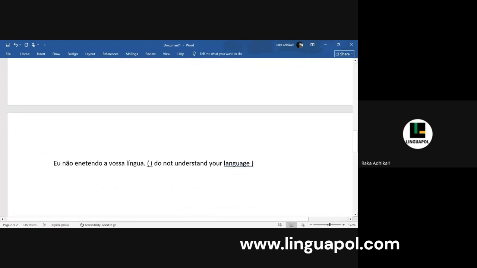More examples. A vossa festa foi perfeita. Your party was perfect. Again, your party here does not mean I'm talking to only one person. It means आप सबने जो पार्टी दी थी वो perfect था. आप सबकी पार्टी perfect थी. So vossa festa.